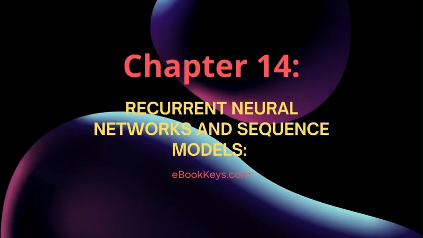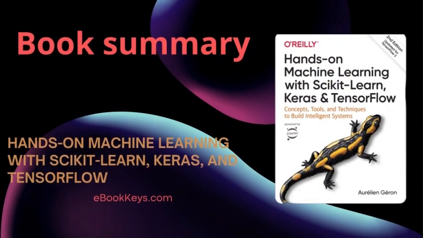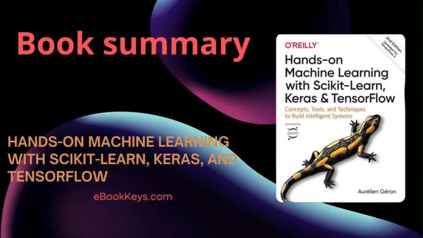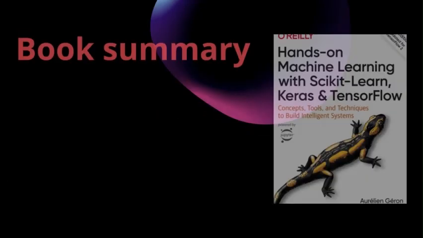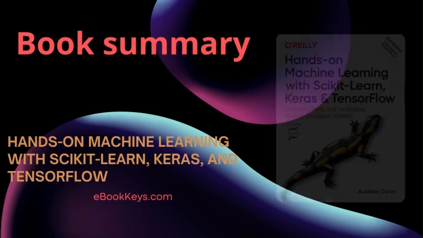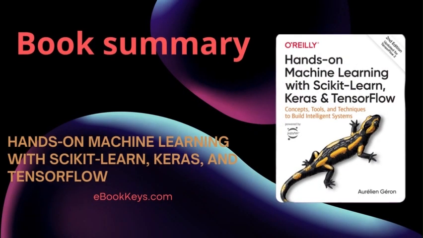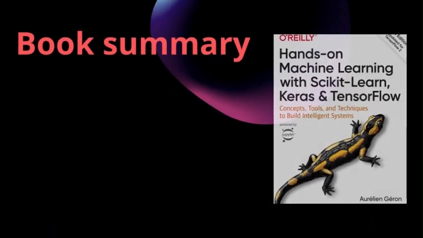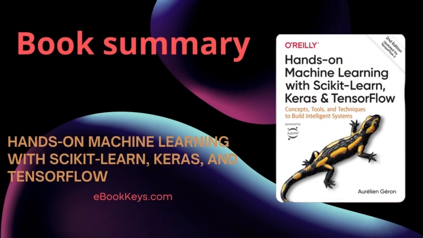Recurrent neural networks and sequence models. Continue to Chapter 14, Recurrent Neural Networks and Sequence Models, to learn about RNNs and how they can be used for tasks involving sequential data, such as natural language processing. It introduces the architecture of RNNs and explains how they can capture temporal dependencies in the data.